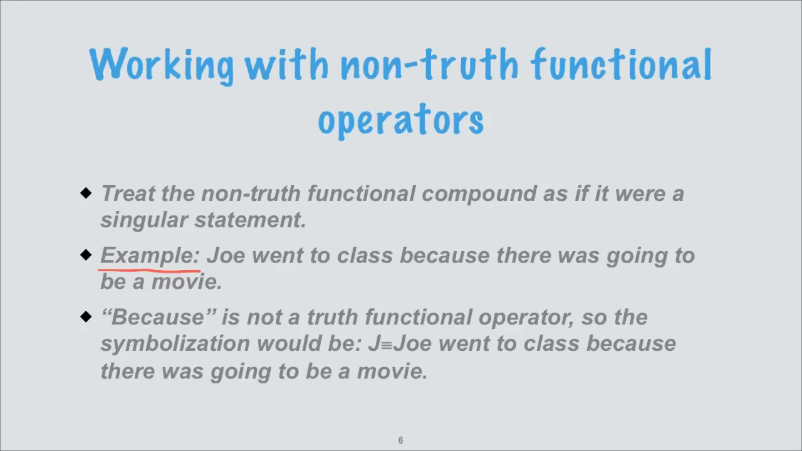And so in this instance, if I were to symbolize this, as you can see here, J with the triple bar, Joe went to class because there was going to be a movie. It would just be the entire statement. Now that looks like a complex or compound statement, but it's not, again, because the because is not a truth functional operator. So sometimes you will run across these long sentences. The length of the sentence does not in any way tell you that it is necessarily a compound or complex statement. So you need to be careful when you have non-truth functional operators when you're doing translations.